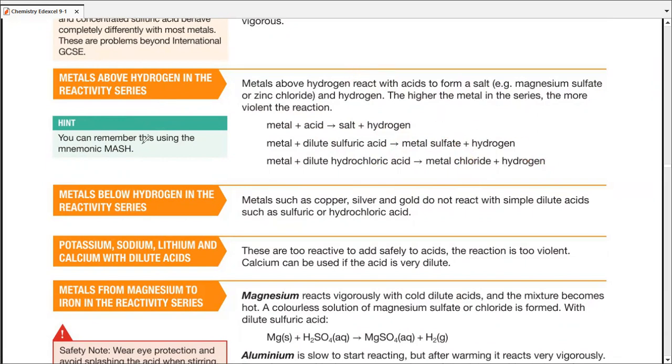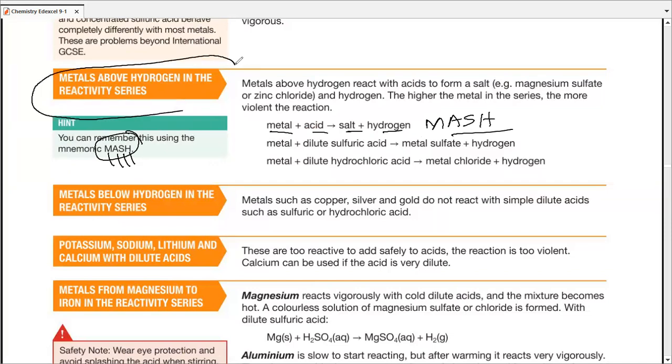We use a mnemonic, MASH, for it. Metal, acid, salt, hydrogen. MASH. Makes sense? MASH is a good way to remember. But this goes for metals above hydrogen in the reactivity series. The ones that are below hydrogen won't even react with them.